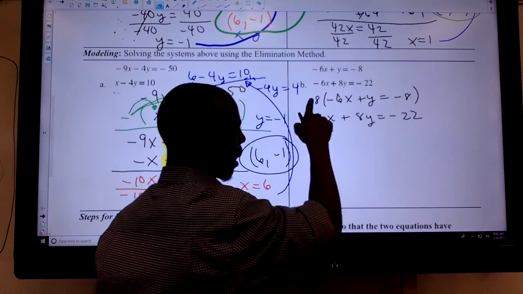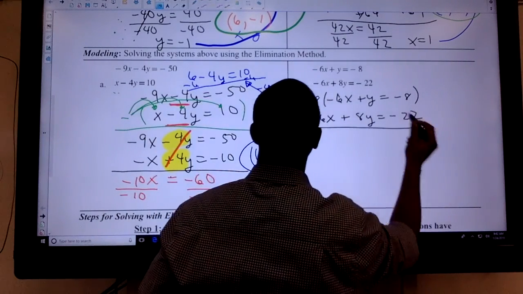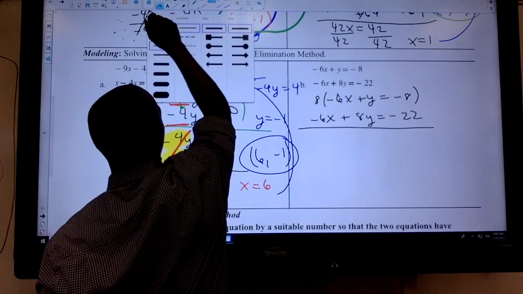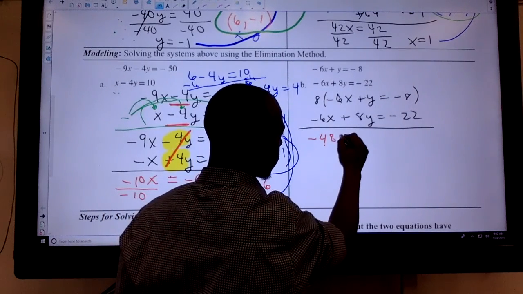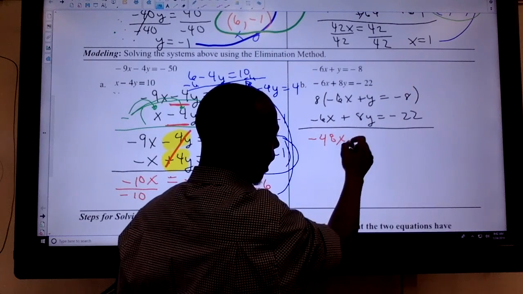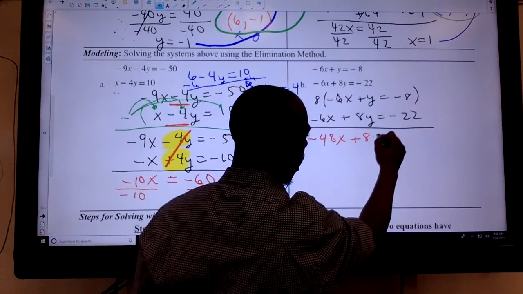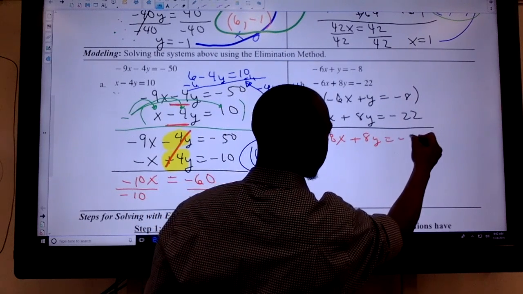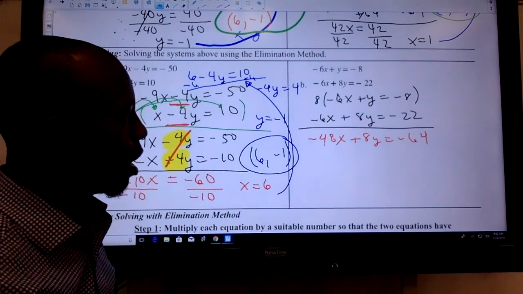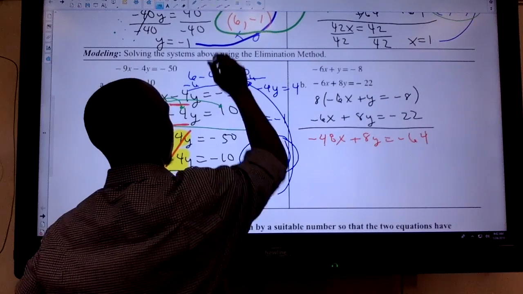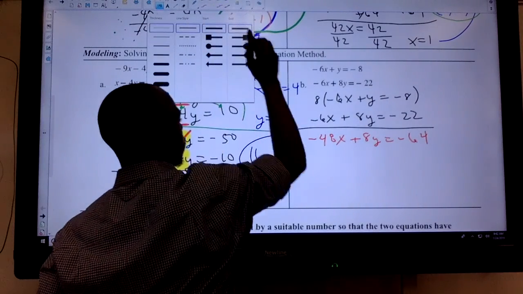When I multiply the top one by 8, I end up getting negative 48x plus 8y equals negative 64. So I multiplied everything by that 8. Remember we talked about the distributive property, right?